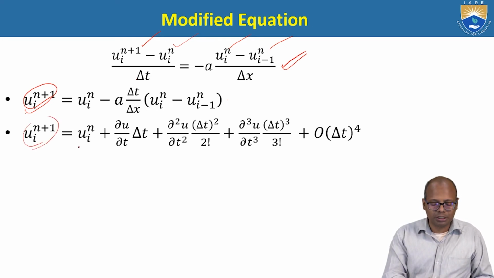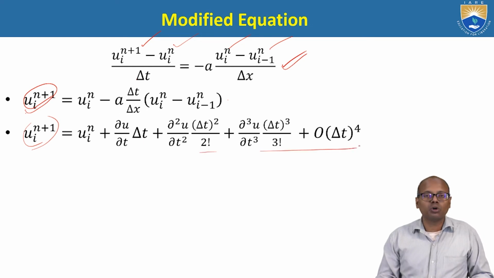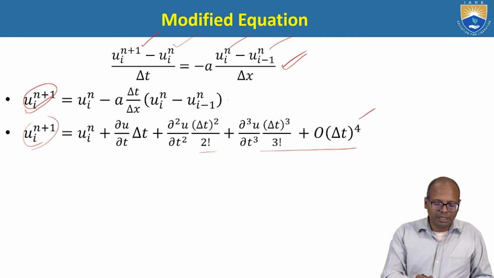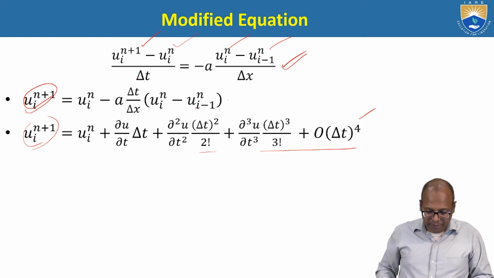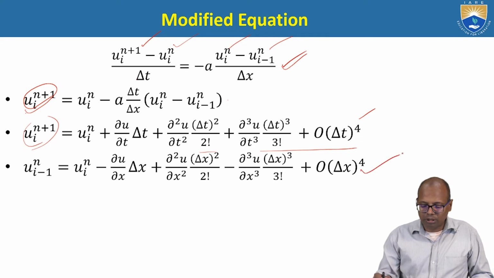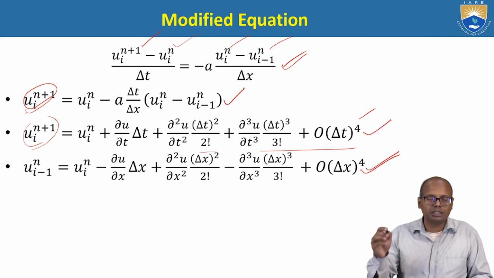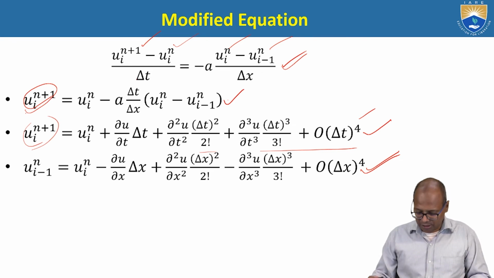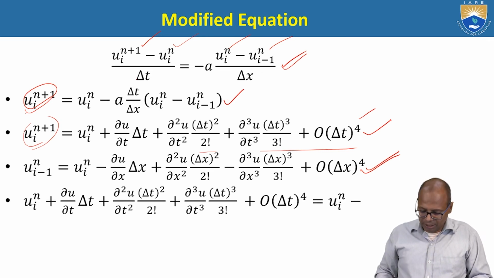So u_i^(n+1) is equal to u_i^n plus ∂u/∂x into delta t, and it will go like that. If I truncate the fourth order term, the order of accuracy is 4. Similarly, I can find it for u_(i-1)^n, and the fourth order accurate equation is like this. If I substitute this equation and this equation back into the finite difference equation, the finite difference equation will be like this.